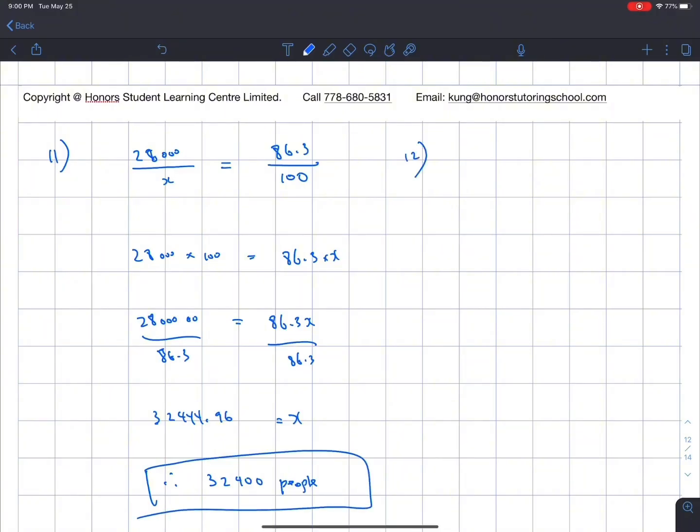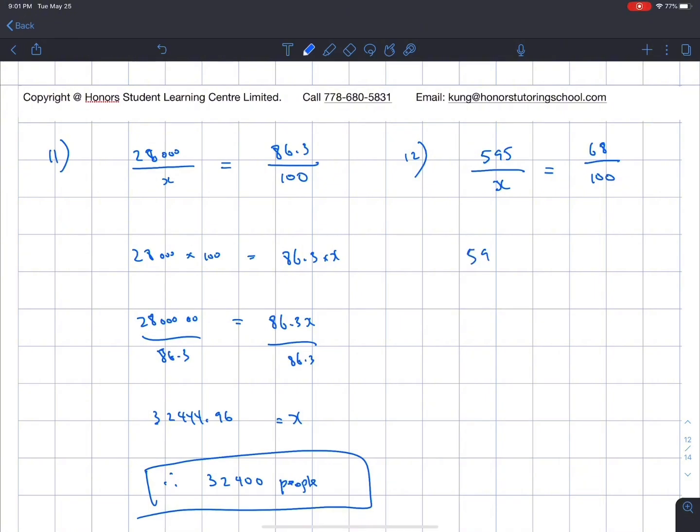Question 12. Cindy's weekly pay after deduction of 32% was $595. So 595 over the total, the whole thing, equals... Now this is a 32% deduction, which means that she gets to keep 68%. So that's the tricky part. A 32% reduction means Cindy gets to keep 68%. So the 595 actually represents 68% instead of 32.